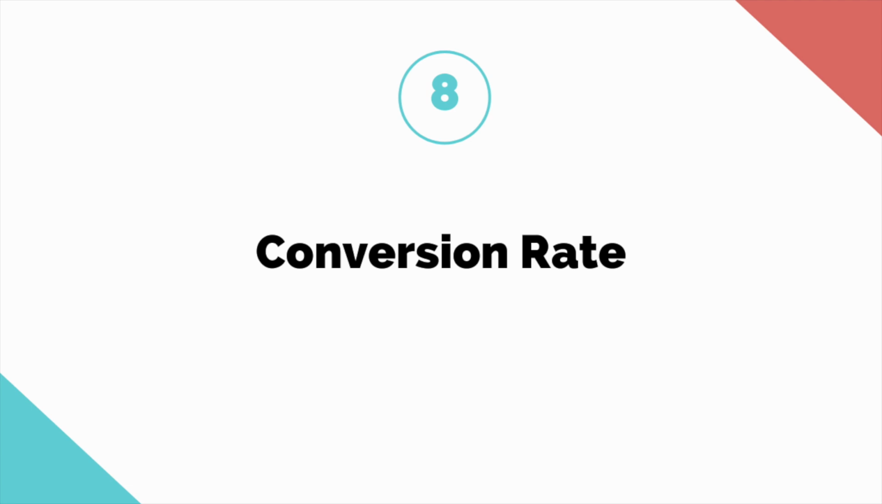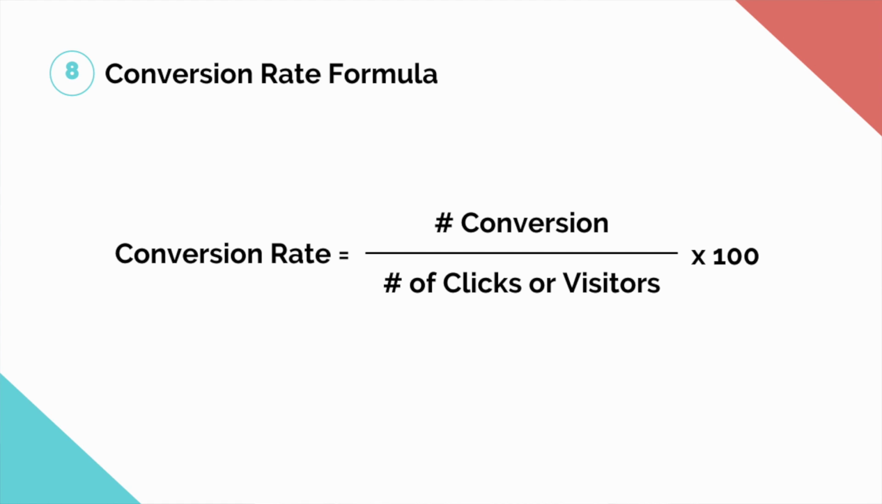And the goal of any marketing campaign is conversion. So let's look at conversion rate. Conversion is the ultimate action you want your audience to take. Book a yoga class with you or make a purchase. A conversion rate represents the percentage of the audience who took that ultimate action you wanted them to take. The conversion rate formula goes as follows. Take the number of conversions and divide them by the number of clicks or visitors. Then multiply it by 100.